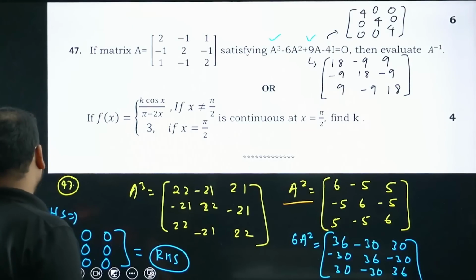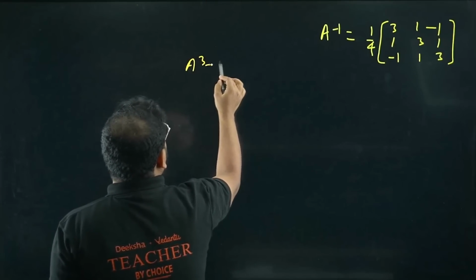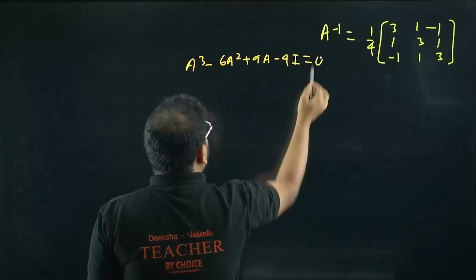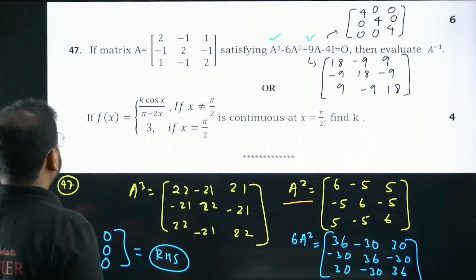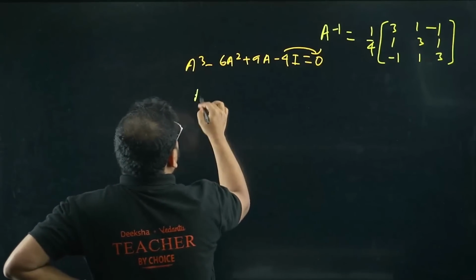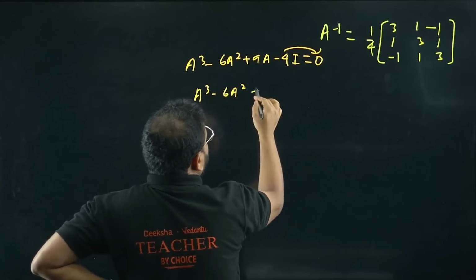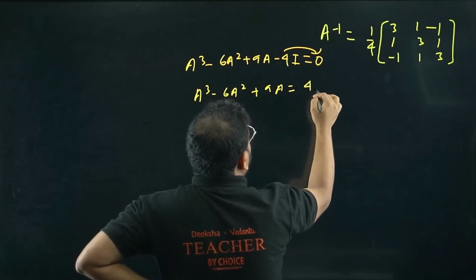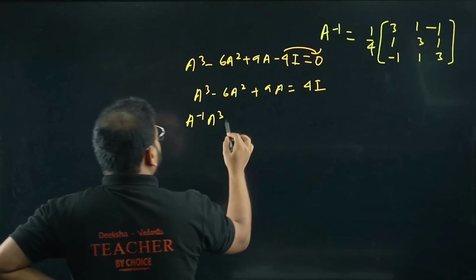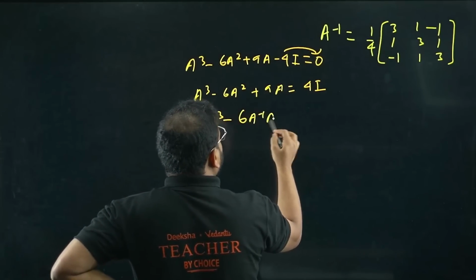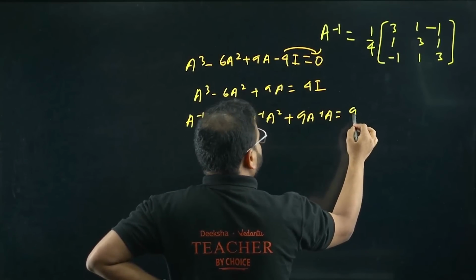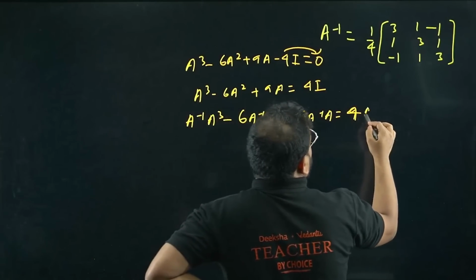What is it? A cube minus 6a square plus 9a minus 4i equals 0, I have, right? That's what I have. Correct. Move this to this side. What am I getting? A cube minus 6a square plus 9a equals 4i. Multiply A inverse on all of the sides. We get A inverse A cube minus 6 A inverse A square plus 9 A inverse A, and 4 A inverse I.